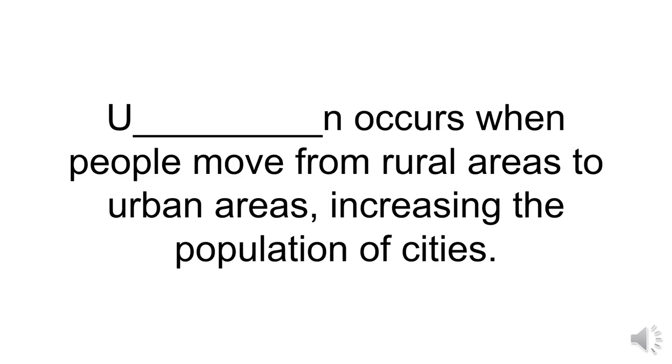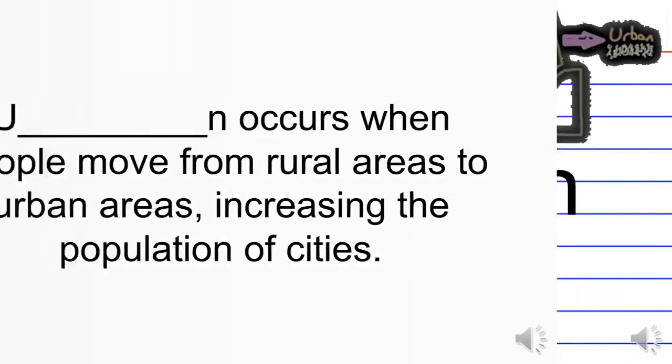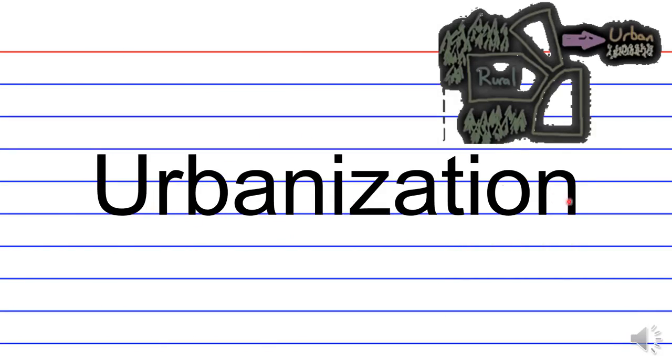U blank N occurs when people move from rural areas to urban areas, increasing the population of cities. So what is this migration phenomenon? That would be urbanization. If you peer really closely at the graffiti art, there's the rural area with some trees, farms, and then here you see a cluster of people going to like an urban region.